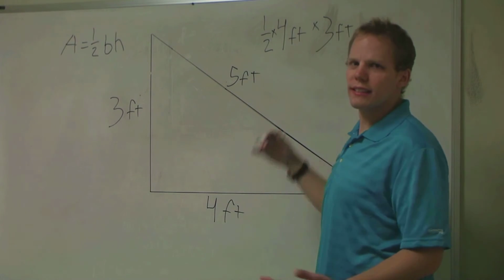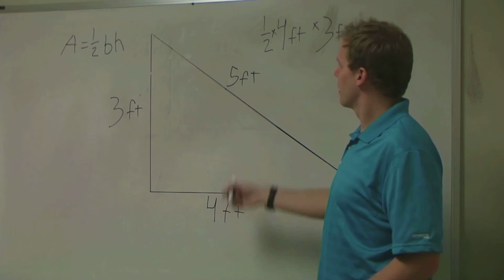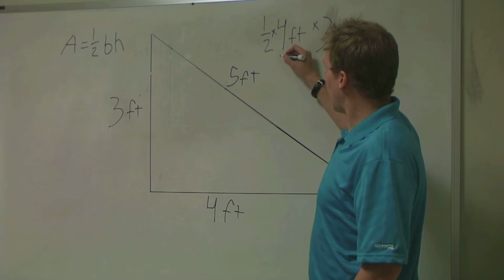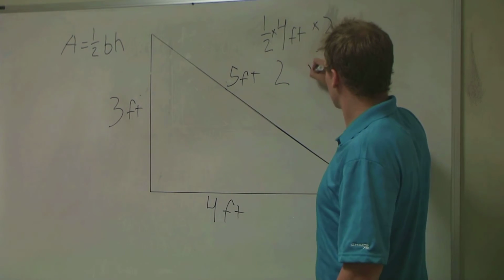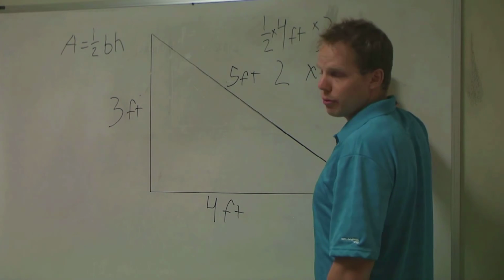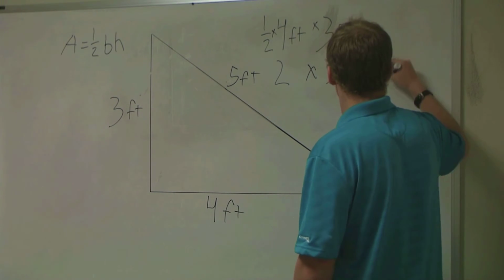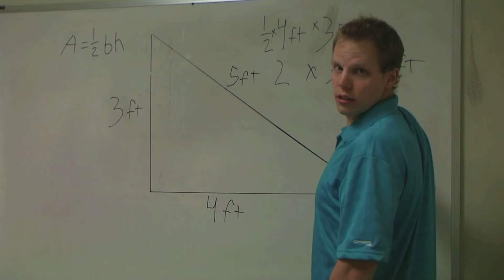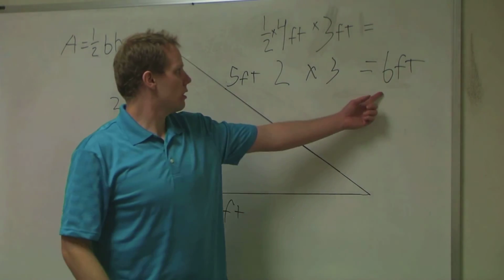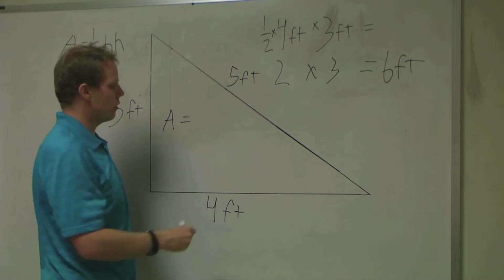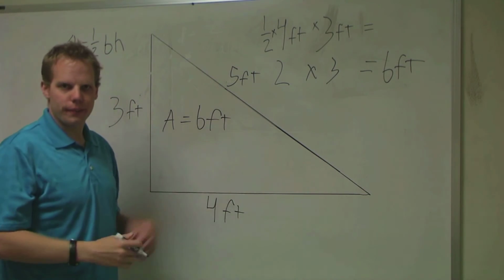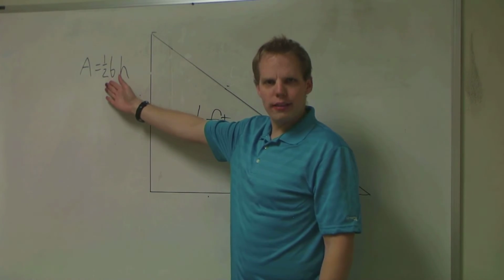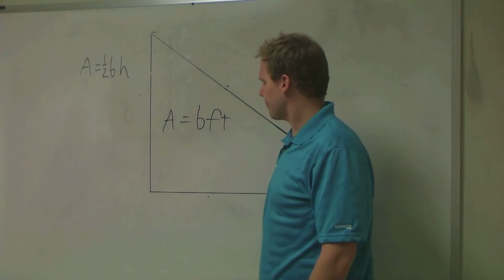1/2 times 4 is the same thing as dividing by 2. 4 divided by 2 is actually 2. And 2 times 3 gives us 6. The area of this triangle is 6 feet. Let's figure out how we got this formula in the first place.